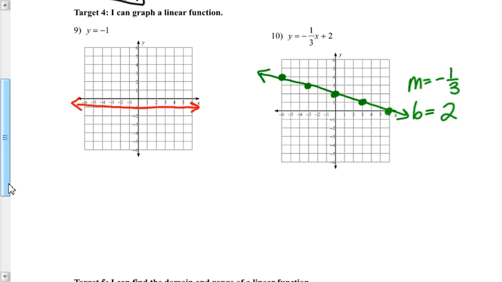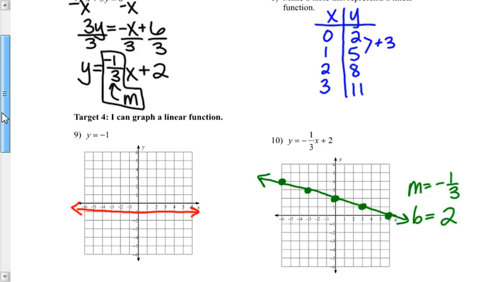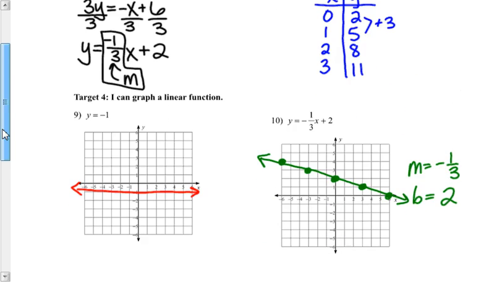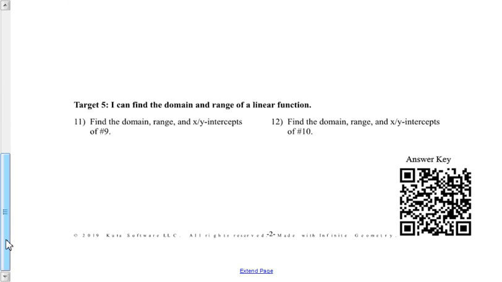Remember, if your equation is not in slope-intercept form, you can always put it in slope-intercept form in a very similar way that we did on number 7. And then you can graph from there. All right, so on number 11, it's asking us to reference number 9, and it's asking for 4 things: the domain, the range, the x-intercepts, and y-intercepts, if there are any.